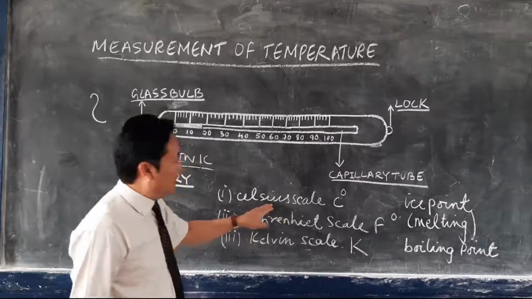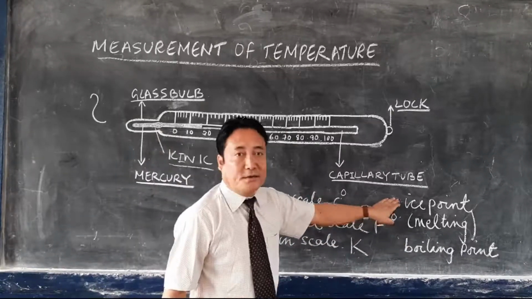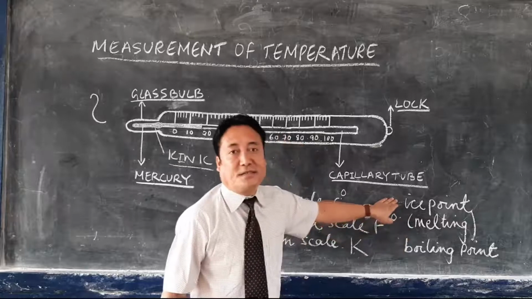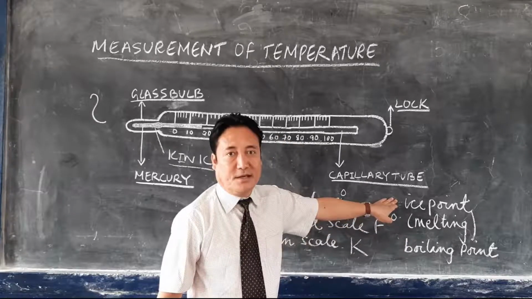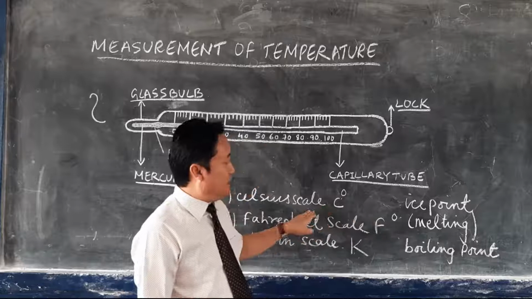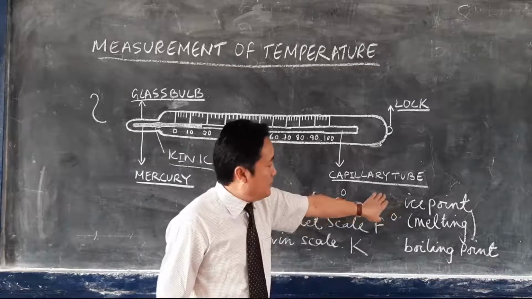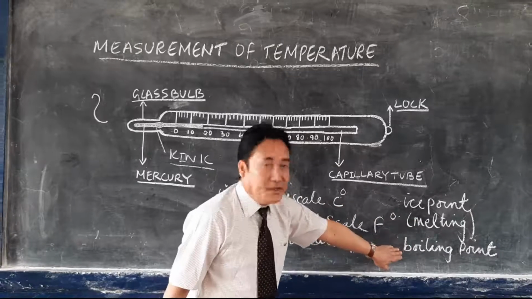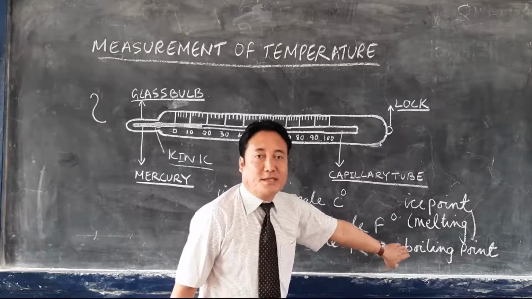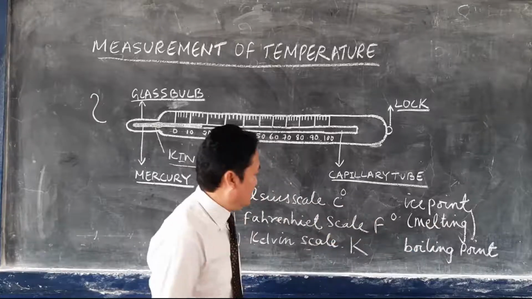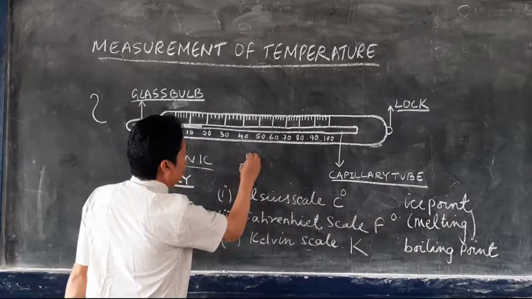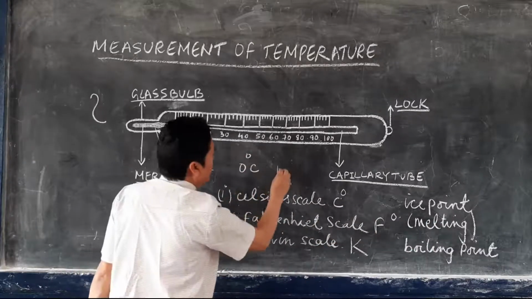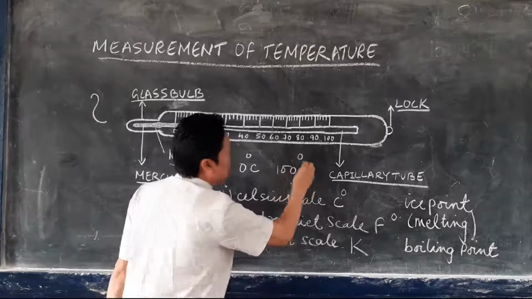In a Celsius scale, the lower fixed point, or the ice point or melting point, is taken as 0 degrees Celsius, and the upper fixed point, or boiling point, is taken as 100 degrees Celsius. So in the Celsius scale, the lower fixed point is 0 degrees Celsius and the upper fixed point is 100 degrees Celsius.